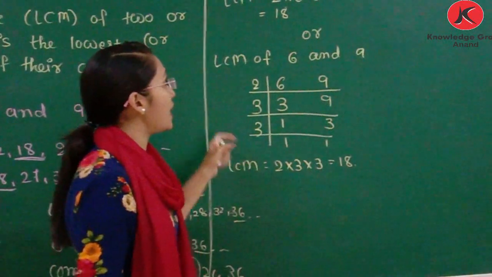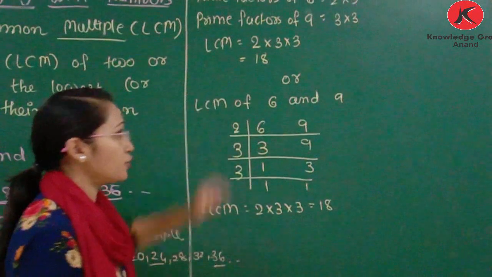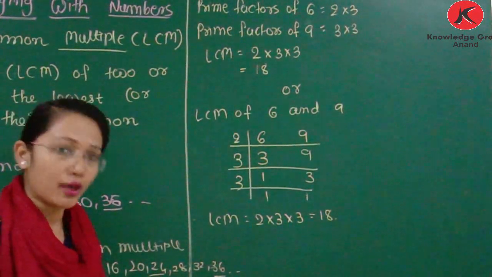Now next, you can also find the LCM using the prime factorization method. So in the prime factorization method, what you have to do? You need to find the prime factors of 6.